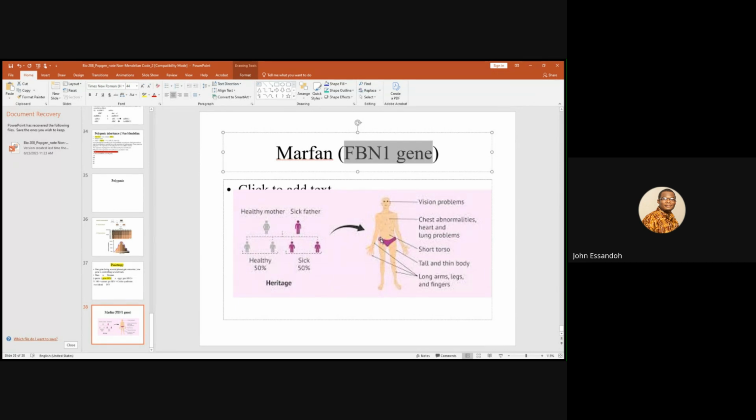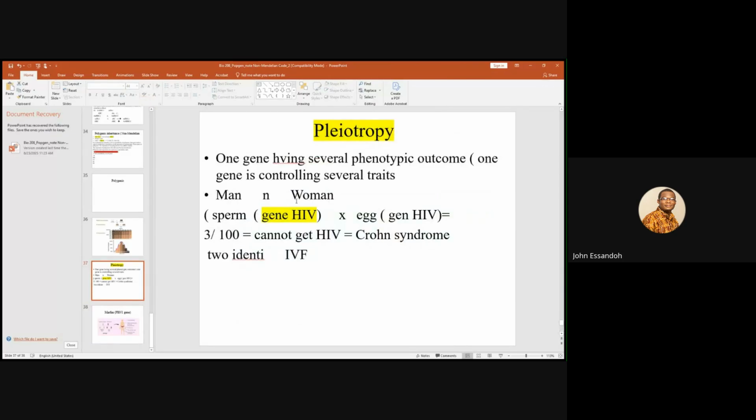And there are a number of genes like that, just that we don't know the gene function yet. That's why I say that maybe tomorrow we may discover that the gene this man knocked out, which is used as a receptor for the HIV virus, has other special functions that we don't know now, a very important function. So when one gene has several phenotypic outcomes, or controls several traits, we refer to the phenomenon as being pleiotropic.